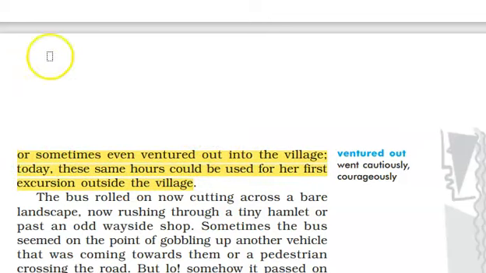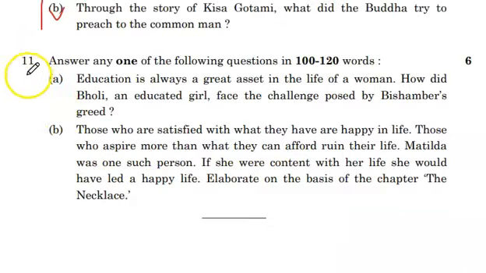Now let us move on to the next question. So let us discuss the questions given under 11. Answer any one of the following questions in 100 to 120 words. Education is always a great asset in the life of a woman. How did Voli, an educated girl, face the challenge posed by Vishwambar's greed? So this question is based on the chapter Voli from your book Footprints Without Feet.